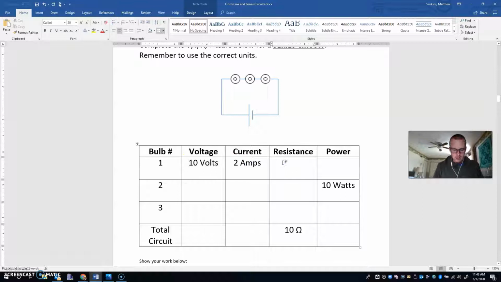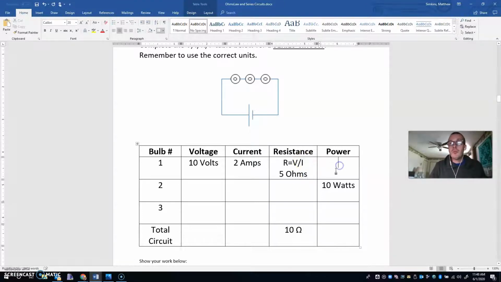Well, this is R, and if we look at our data table from the lab that we just completed, R equals V divided by I. So what would that be equal to here? Well, V divided by I would be 10 volts divided by 2 amps, which would be 5. So 5 ohms would be our resistance for that one.